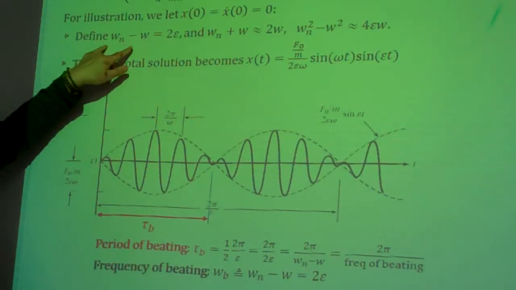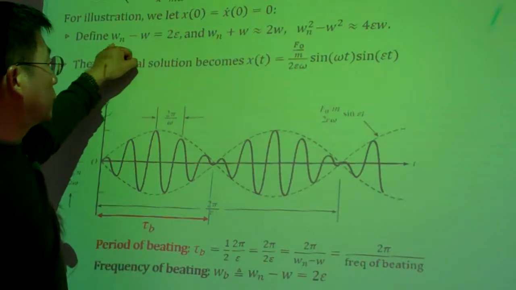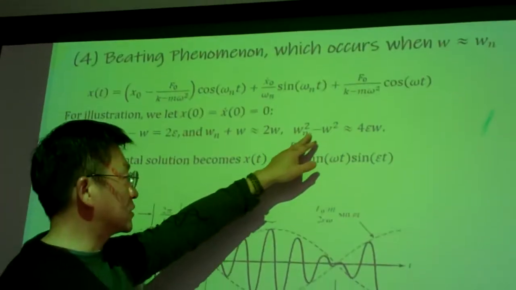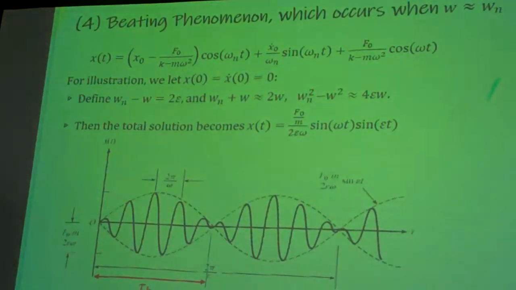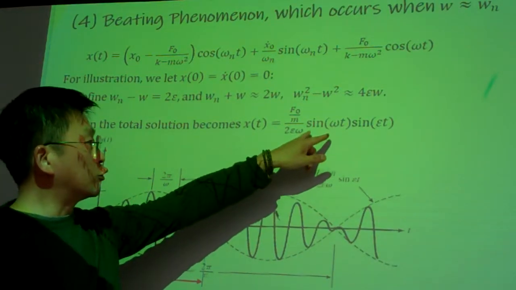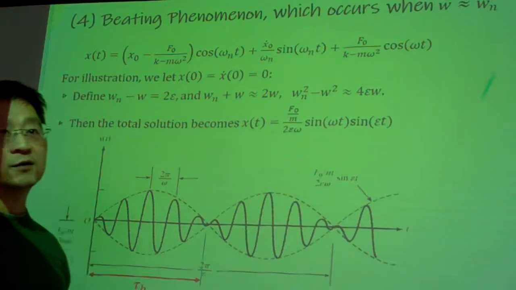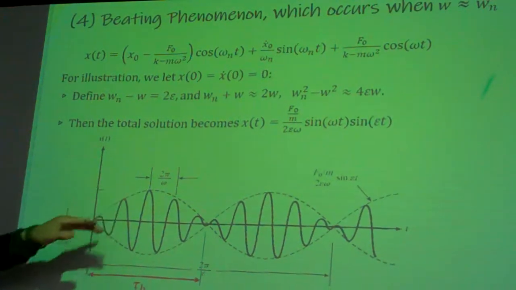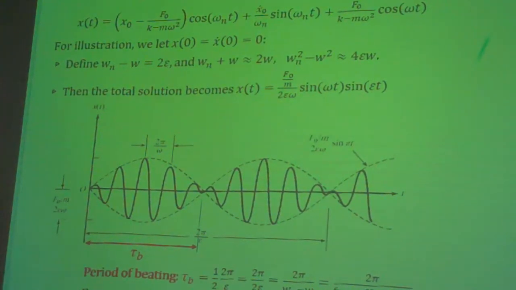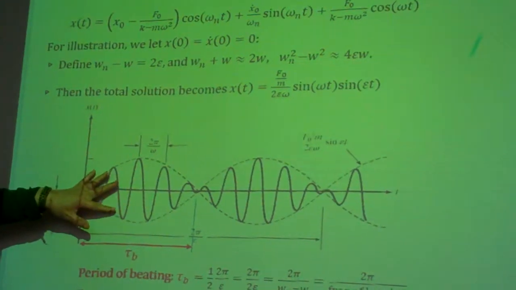So we introduce epsilon in this form, then the total response, which means the steady response, can be like this. For this case, we can draw the response, which this time is a multiplication of two sine curves. The curve will be like this, and this is defined as the beating.